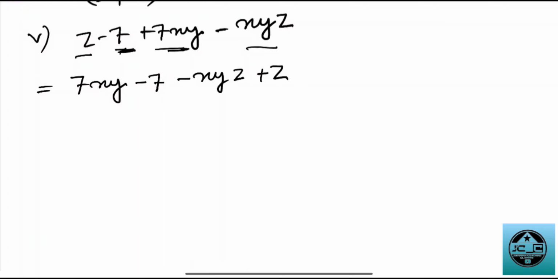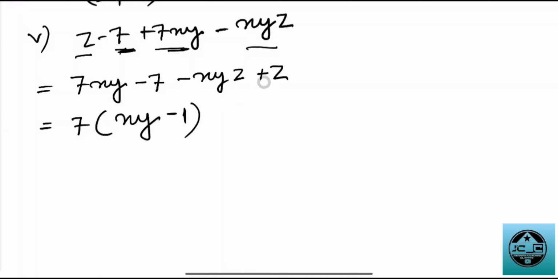Clear? Is that clear? Now what common to take? Take 7 common. If you take common 7 out, then xy minus 1 remains here. Then you multiply this again. If you are confused, multiply: 7 into xy is 7xy, 7 into minus 1 is minus 7.